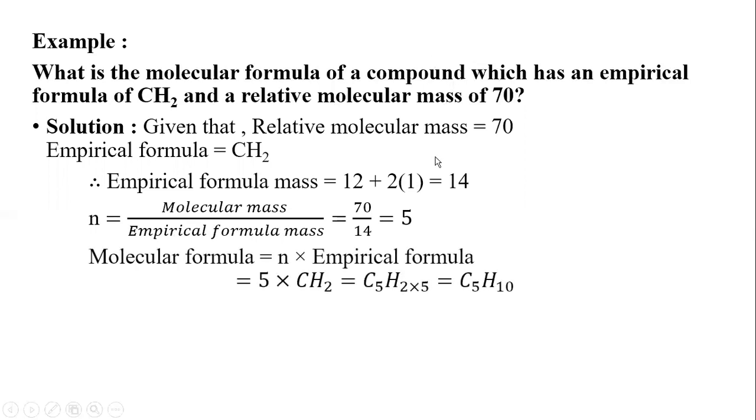Using the second formula to calculate the molecular formula, it equals n multiplied by the empirical formula. So n is 5 and the empirical formula given for the compound is CH2. It will become C5, and we know whenever we multiply a number into the empirical formula, it always goes to the subscript, it is multiplied at the bottom. So it will give C5H10 as the molecular formula.